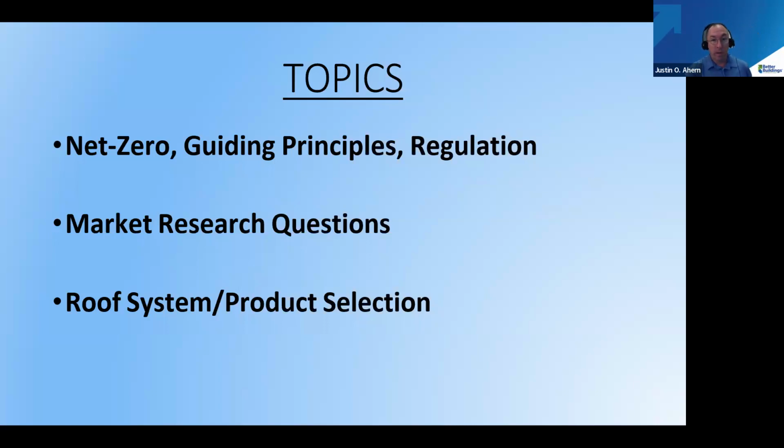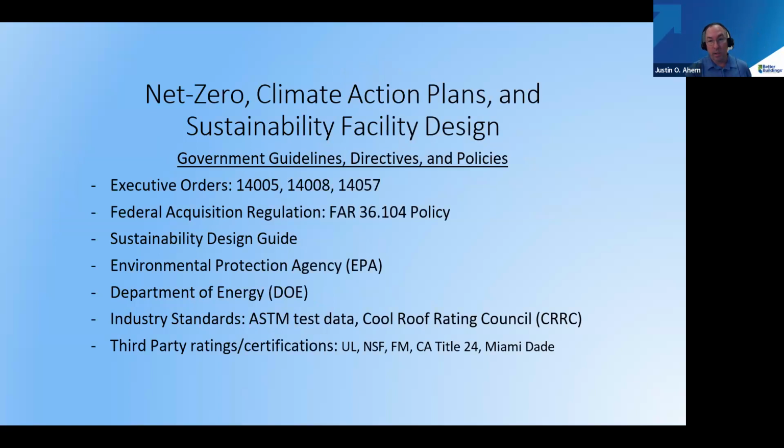Next slide. Here are the government documents slash guidance that most concerns our roofing initiatives. Executive Order 14005, Made in America, 14008, and 14057, Design Guidelines for Net Zero Facilities. These documents are parent documents to the climate action plans drafted by each agency. The FAR 36.104 policy, waste reduction, energy savings, CO2 emission reduction, low VOCs. So you want to align your product selection with these goals.